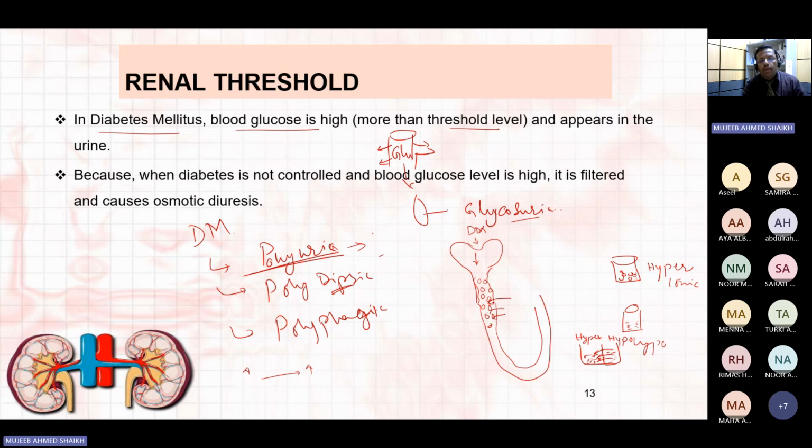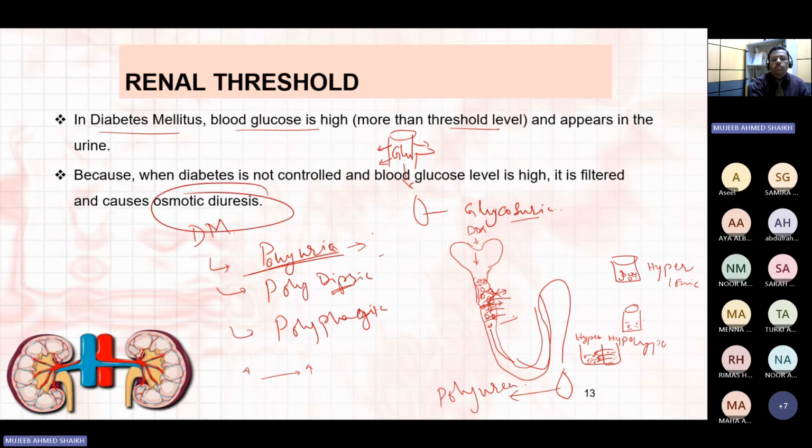But it is actually not moving. The water which is supposed to go here will not go. Instead of being reabsorbed into the interstitium, it will remain in the tubule. When excess water remains here and little is absorbed, it will come into the urine in the form of polyuria. This is occurring because of the osmotic effect, due to excessive solutes in the tubule. That's why it is called osmotic diuresis.